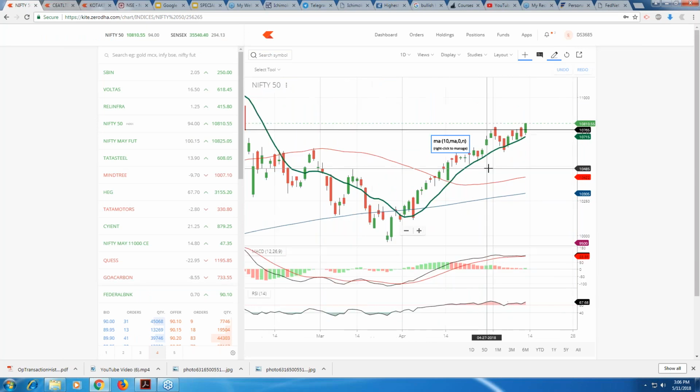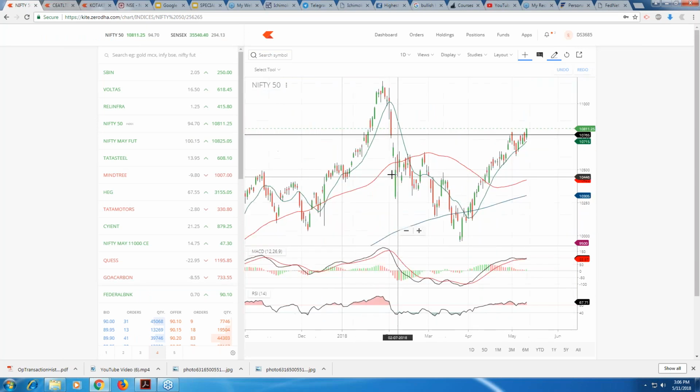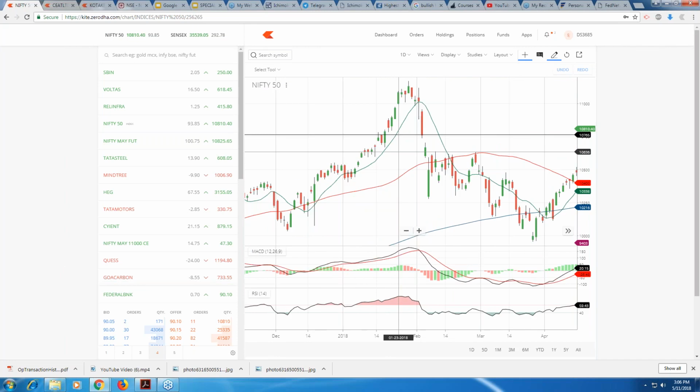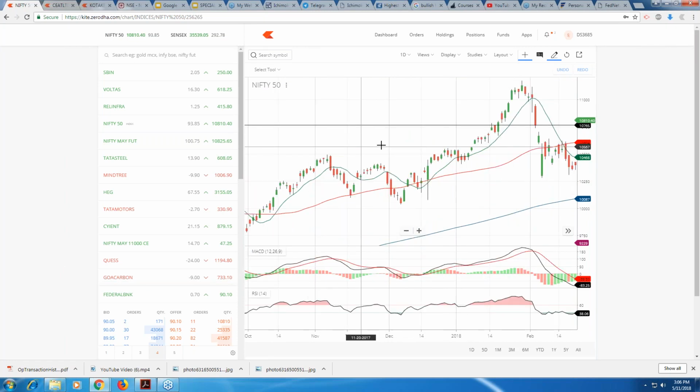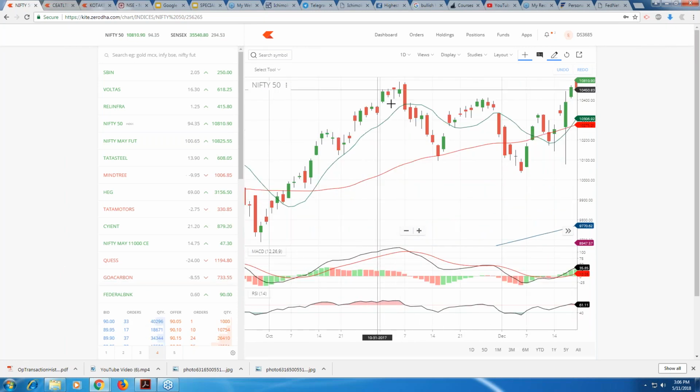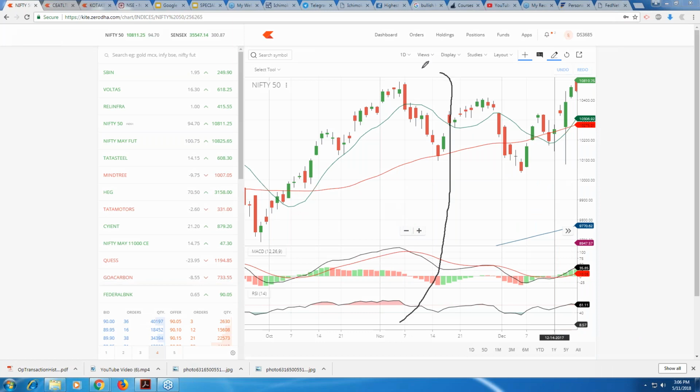So see here, this particular trade, or maybe we'll go further down here. This is a beautiful trade from the top. This particular trade, right? Let me mark it. This is the trade from the top.